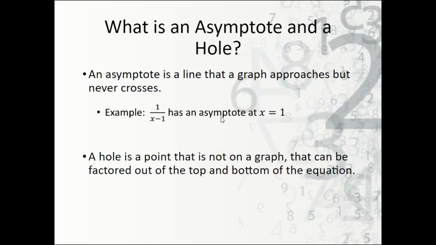Now a hole is a point that is not on the graph and it can be factored out of both the top and bottom. So it's where the graph continues on and then stops for a second and then continues on after that.